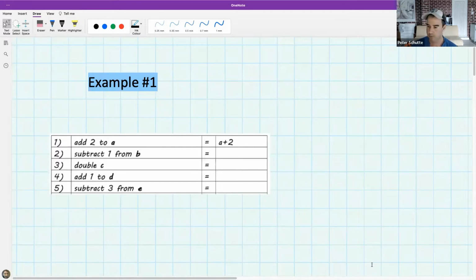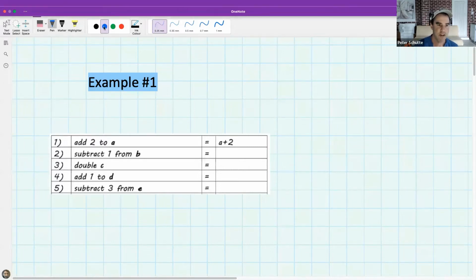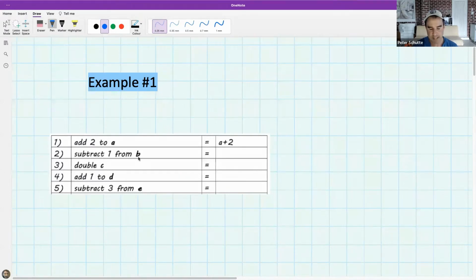So in my example, you'll see that I say add 2 to A, and A is what we call a placeholder or a variable. And if I wrote that in algebra, it would be A plus 2. Now, the second one is a little bit harder. So let's think about it for a moment. If I subtract 1 from B, and this word from is difficult because B actually comes first, and I subtract 1 from it. And so this written in algebra is going to be B minus 1.